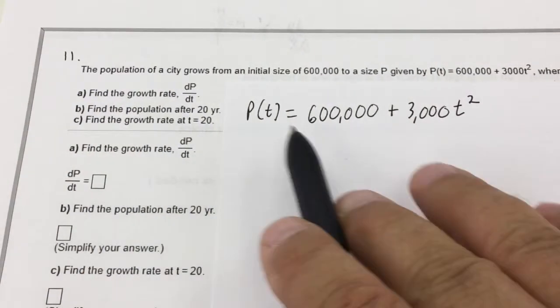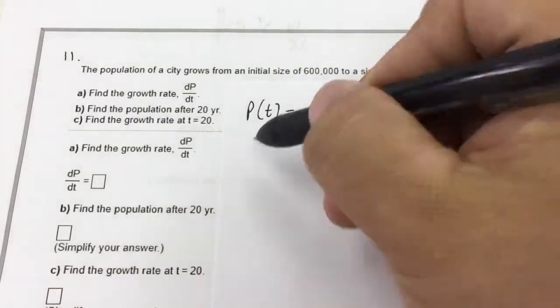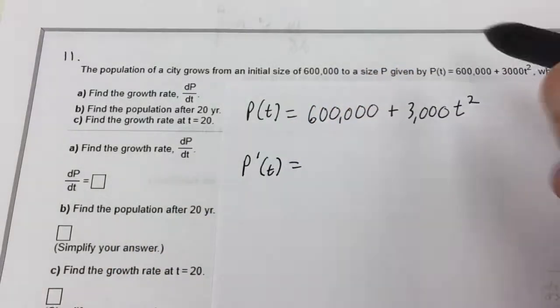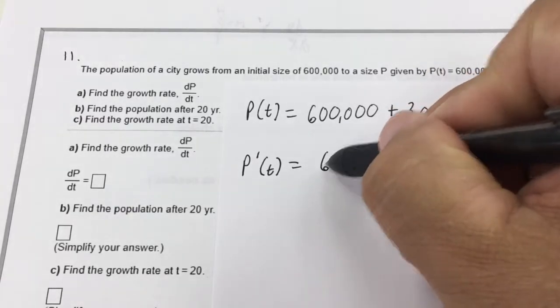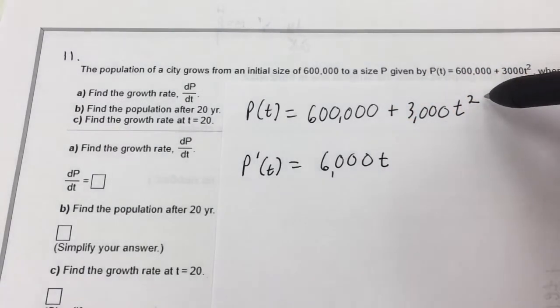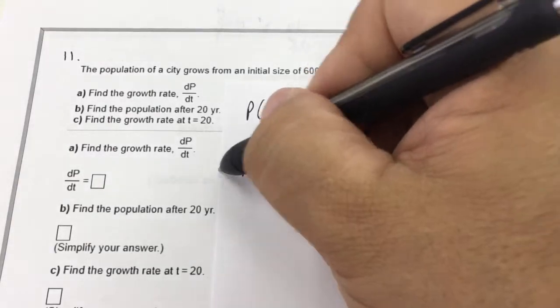Part A wants to find the derivative of this. So notice they give me different letters. I'm just going to do P prime of t. I think it's easier for me to write. The derivative of this big number is 0. The derivative of 3000 t squared is going to be 2 times 3000. That would give me 6000 t, because don't forget I have to subtract 1. So that's my answer to part A.